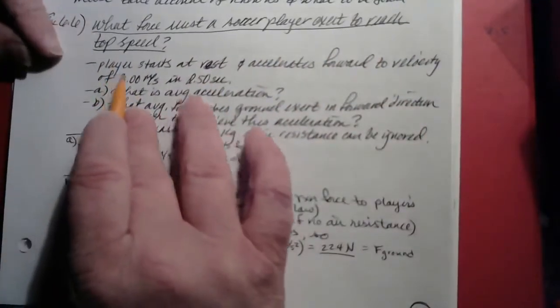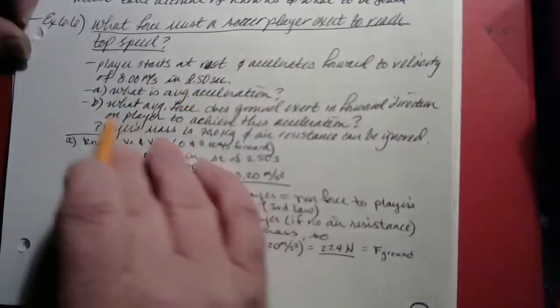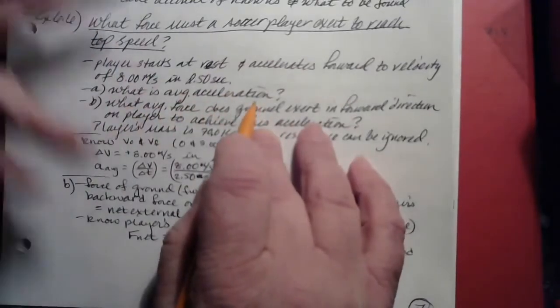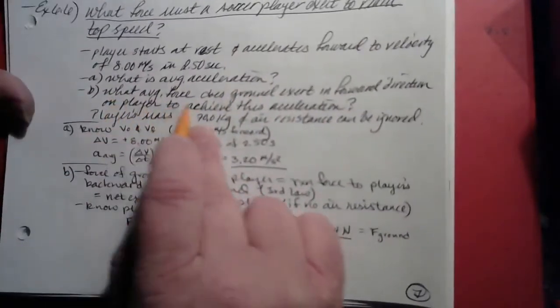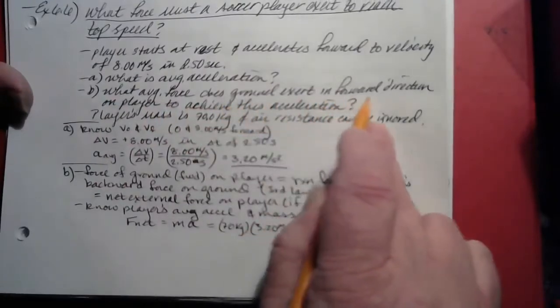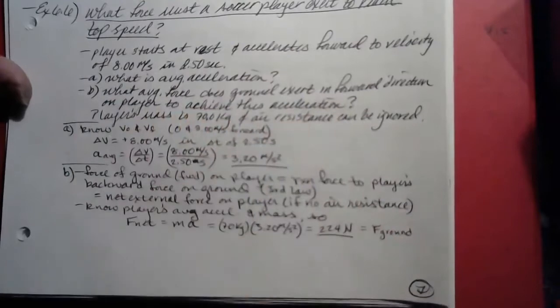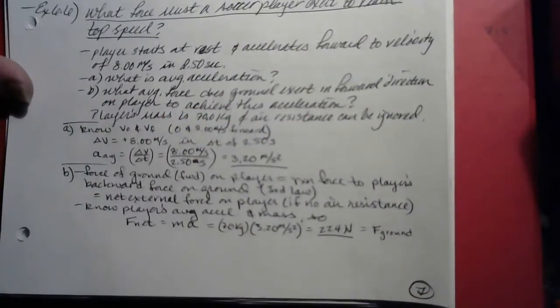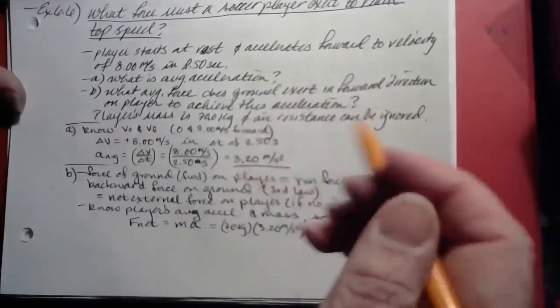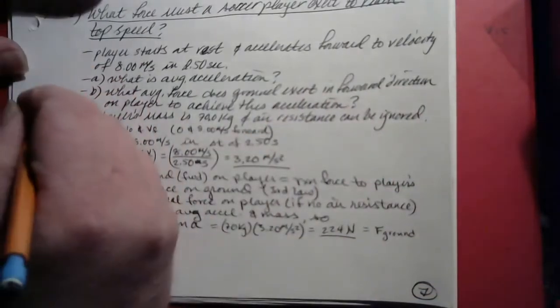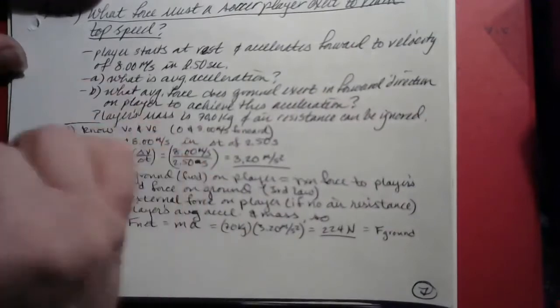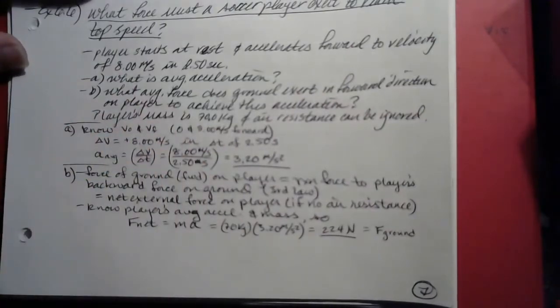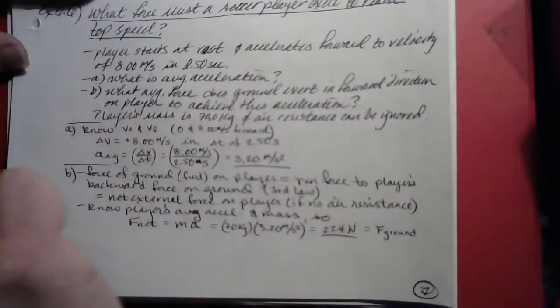So what we've got here is a player who starts at rest, that is, standing still, and accelerates forward to a velocity of 8 meters per second within 2.5 seconds. So the question is, what is the average acceleration? That's pretty easy. But B is, what is the average force that the ground exerts in a forward direction on the player in order to achieve this acceleration?